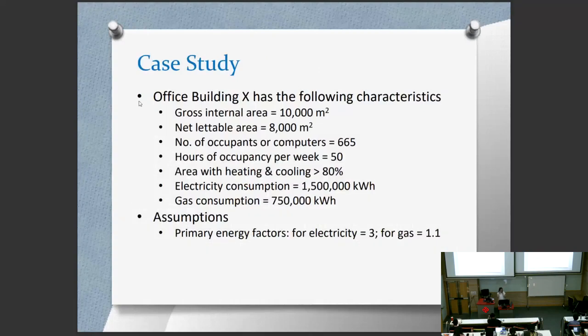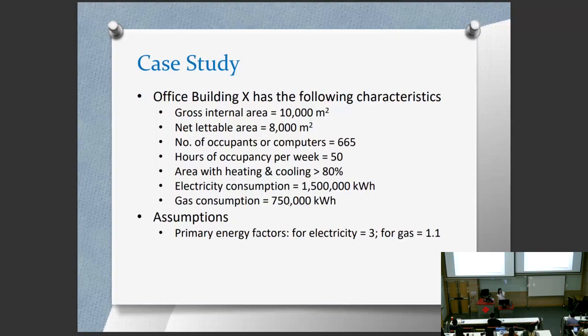Okay, another case study. Maybe after explaining this case study, we can take a short break. Office building X has the following characteristics. We have the gross floor area, net lettable area, number of occupants or computers. So 1 occupant, 1 computer. And the hours of occupancy per week is 50, 50 hours of operation every week. And the area with heating and cooling, the annual electricity consumption is this value, and the annual gas consumption is this value.